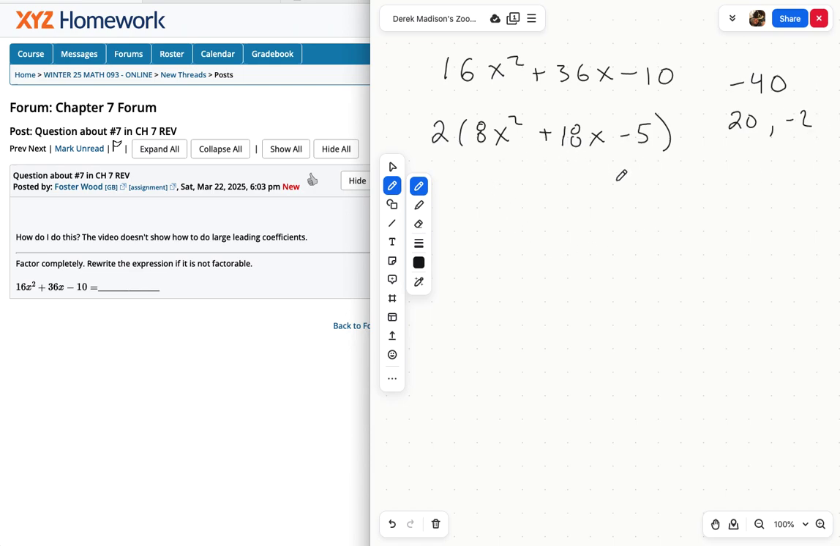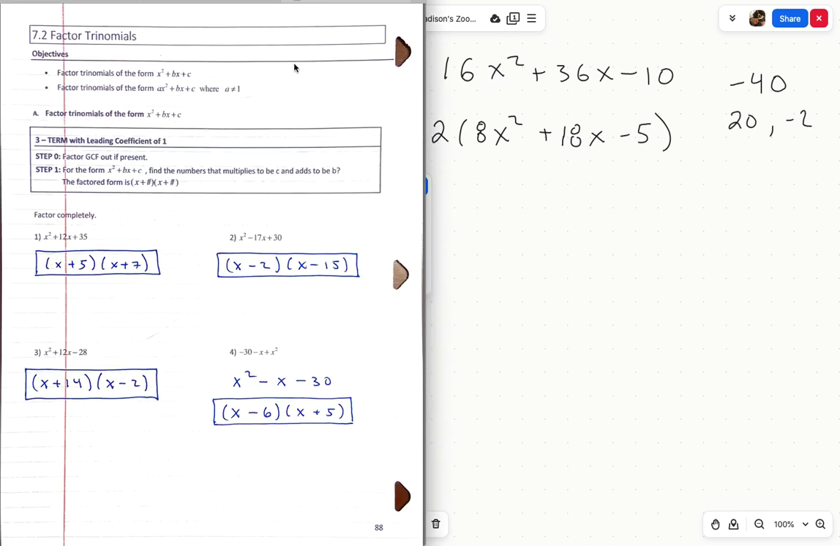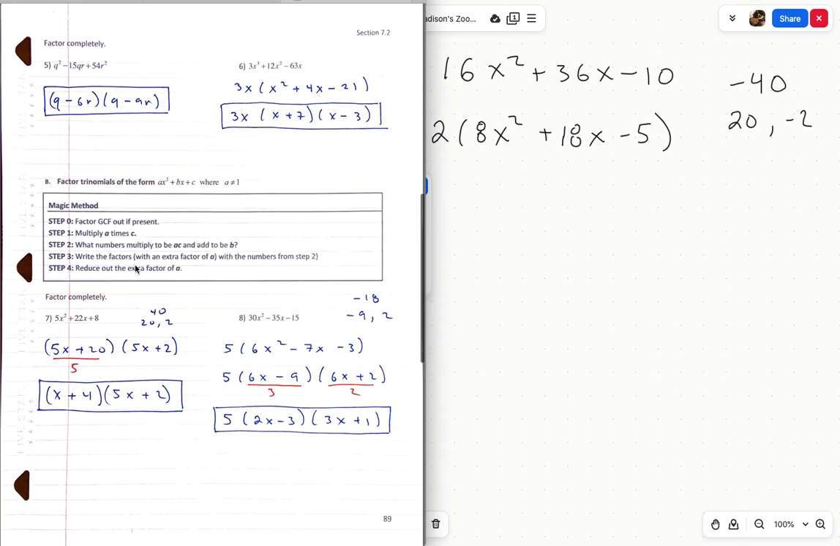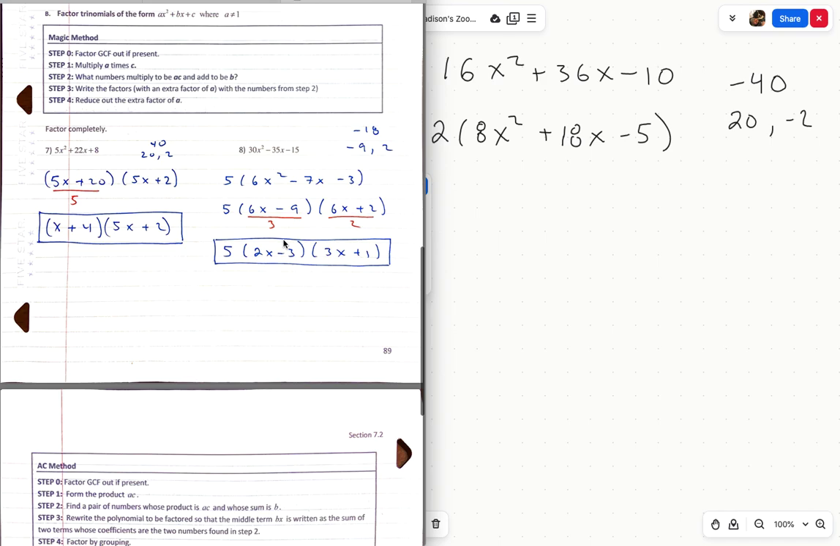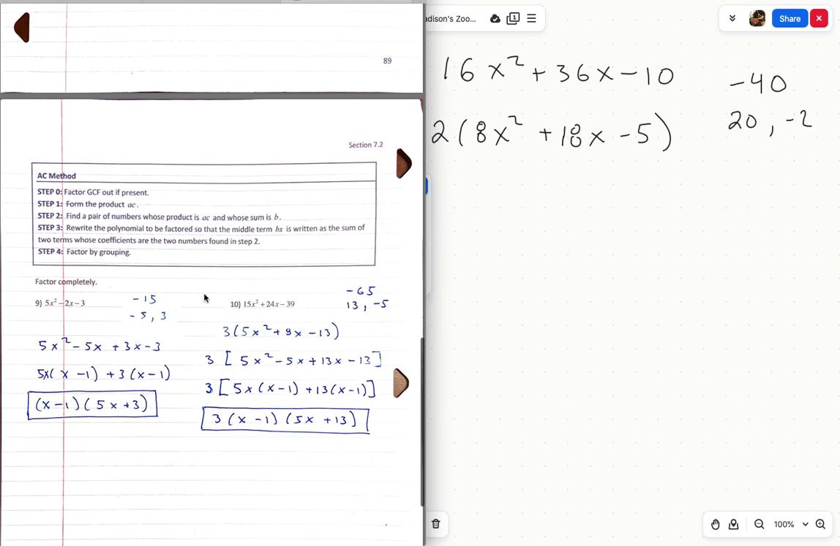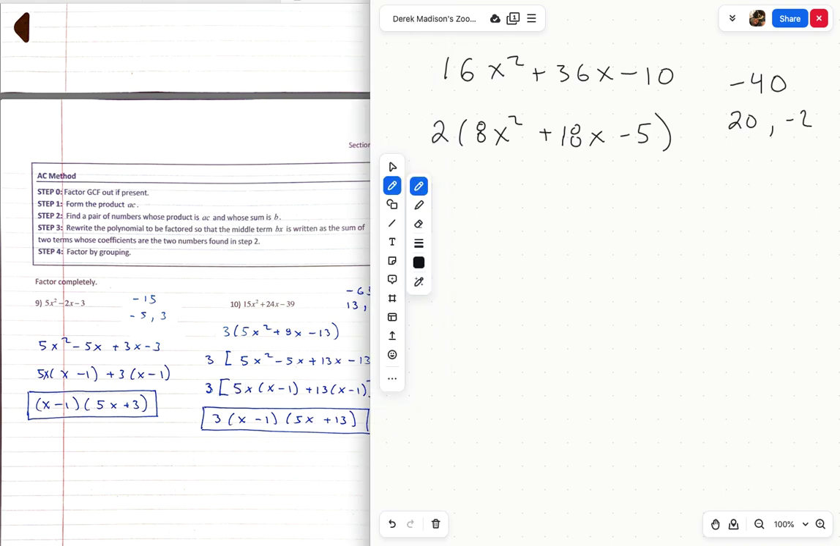From there, there are two methods for doing this. Back in the section that I had here, the first one is magic method, and then the second one is AC method. I'll go ahead and show AC method for this, and if you prefer magic, you can go back and watch the video or check out the notes for that. I'm just going to draw a little arrow down to remind myself to put that 2 back in front and just worry about these terms right here for a second.